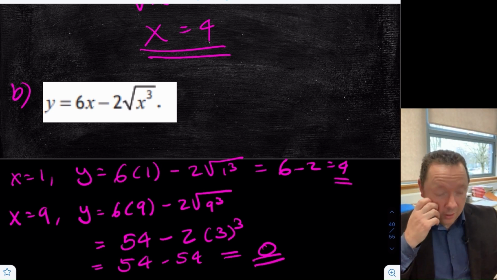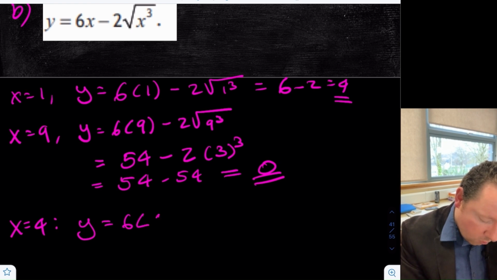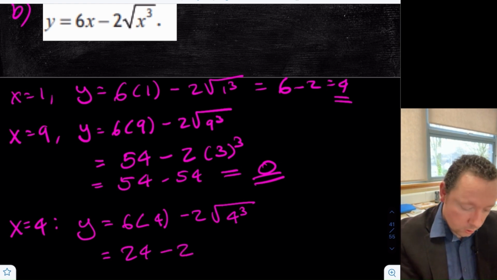So now I need to evaluate it at x equal to 4. So at x equal to 4, we've got y equals 6 times 4, minus 2 times the square root of 4 cubed. 24 minus 2 times the square root of 4 is 2, so 2 cubed.